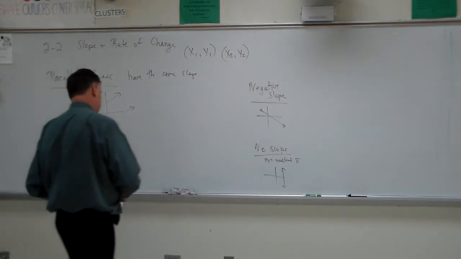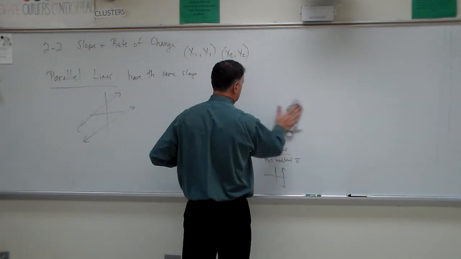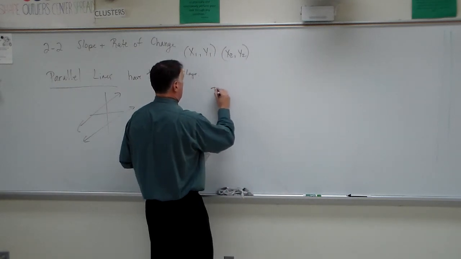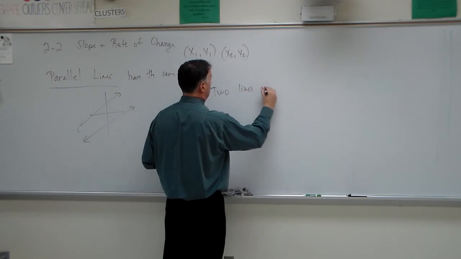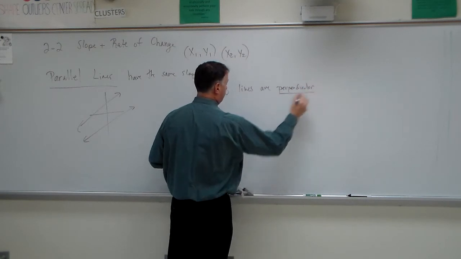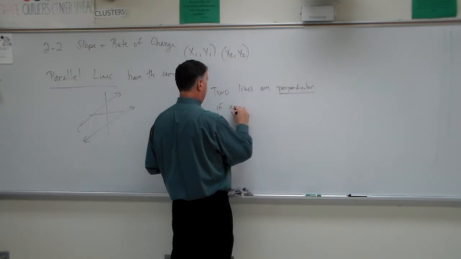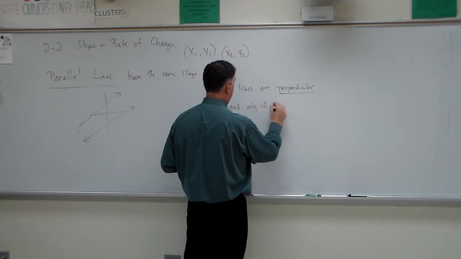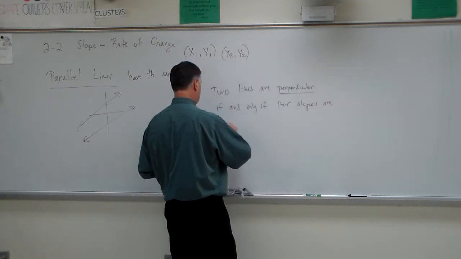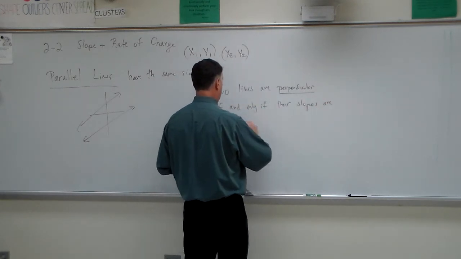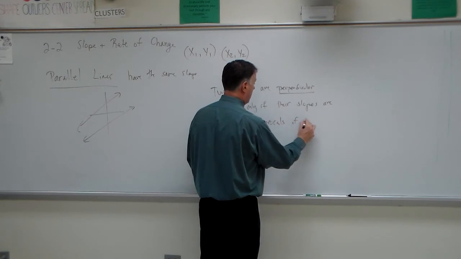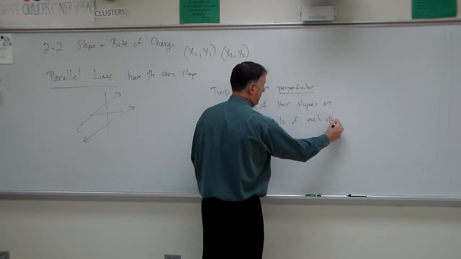And then we have this other idea, something you covered in geometry. You should have taken geometry before you got to this course. Two lines are perpendicular if and only if their slopes are negative reciprocals of each other. Okay?